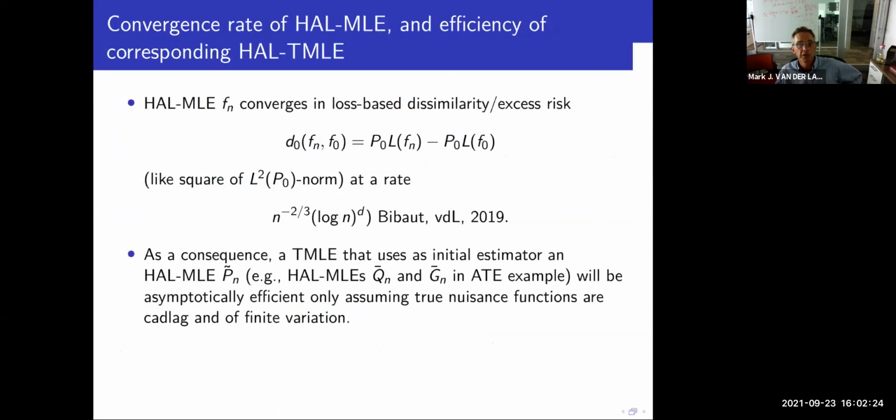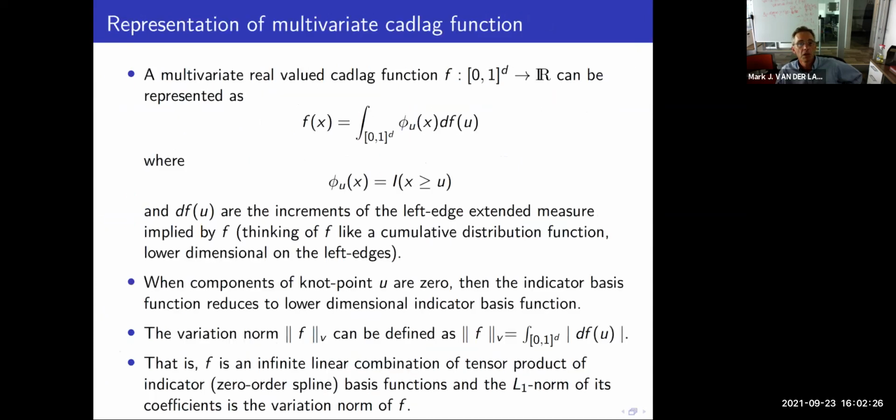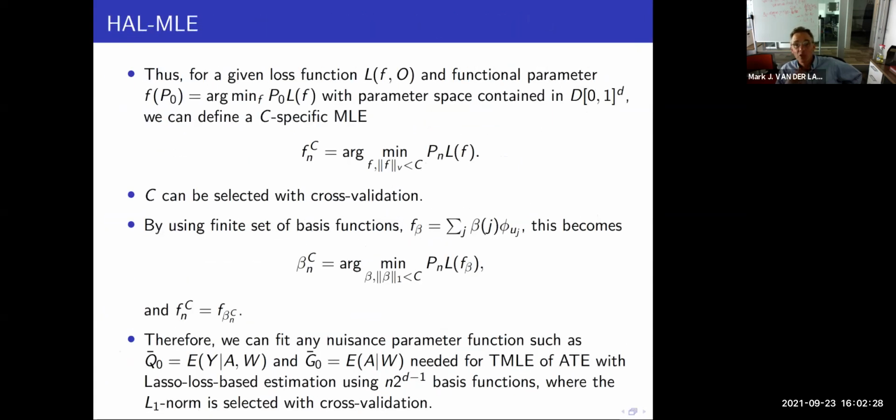Oh, okay, it moved too fast. Okay, so that was this. And so now you can say, okay, what I'm going to do is define an MLE. I'm going to maximize my empirical mean, let's say of the log likelihood, or for simplicity, least squares, the sum of squared residuals if you do regression. And I'm going to minimize over all functions, except with one constraint, that its variation norm is smaller than a constant. And then we can select that constant with cross-validation.